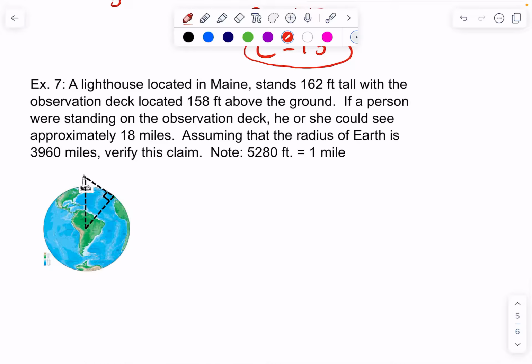A lighthouse located in Maine stands 162 feet tall with the observation deck located 158 feet above the ground. If a person were standing on the observation deck, he or she could see approximately 18 miles. Assuming that the radius of Earth is 3,960 miles, verify this claim. Let's please take a note that 5,280 feet equals 1 mile.